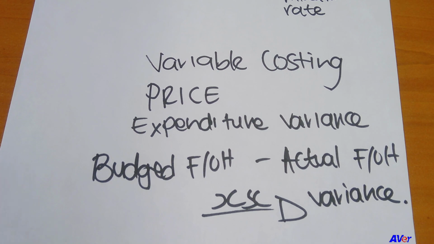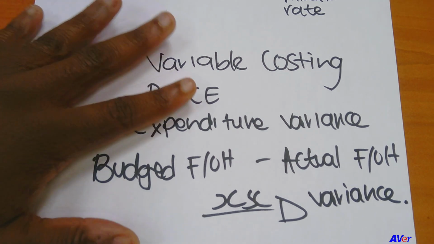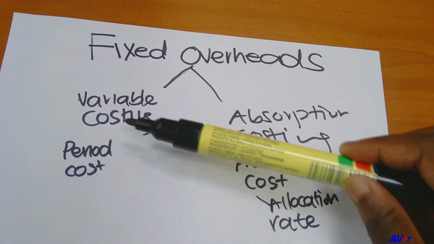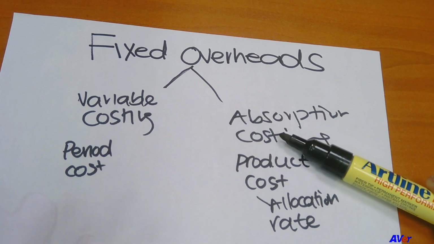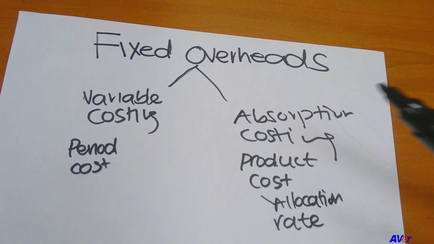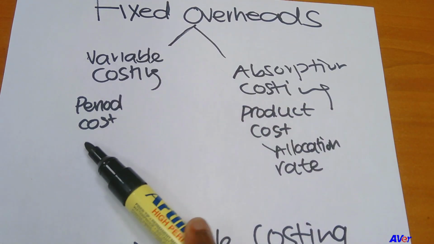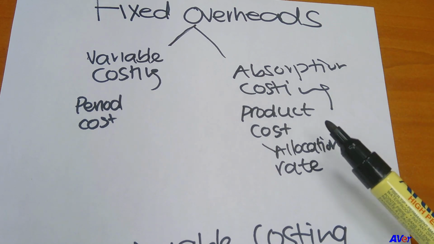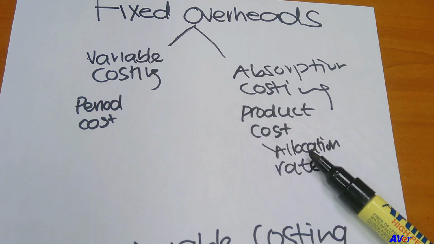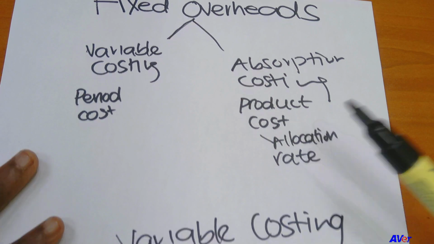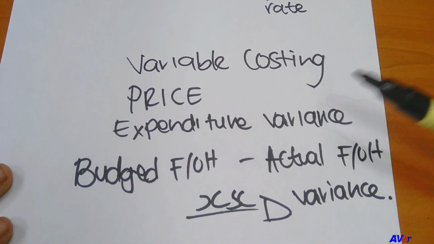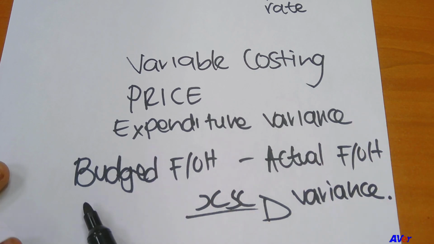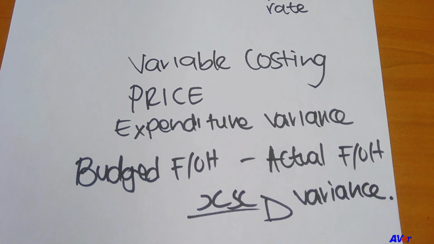Just remember that when you do a standard costing question, you first need to identify whether you are using the variable costing method or the absorption costing method, because this then will tell you how you need to treat your fixed costs. Under variable costing, it is a period cost. Under absorption costing, it is a product cost, and therefore it's allocated to the product using an allocation rate. When it comes to standard costing, under variable costing, we only have an expenditure variance, which is the difference between your budgeted fixed overheads and your actual fixed overheads.